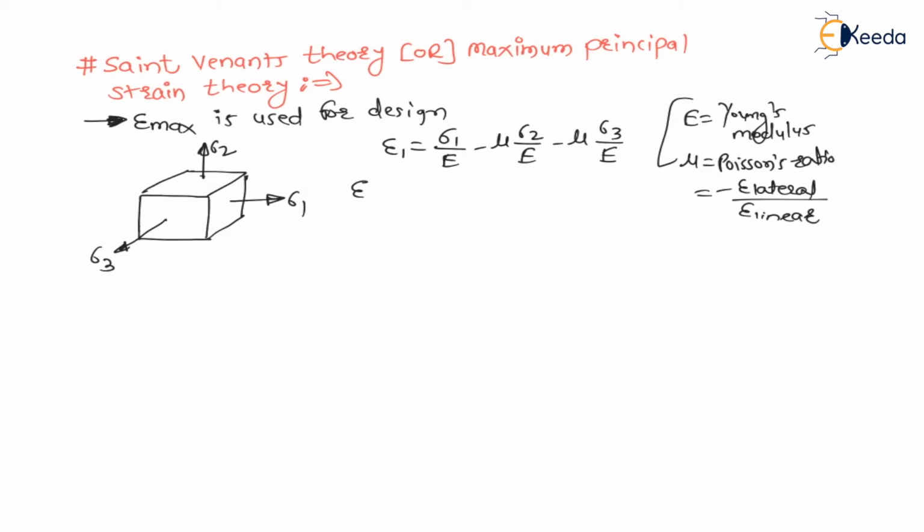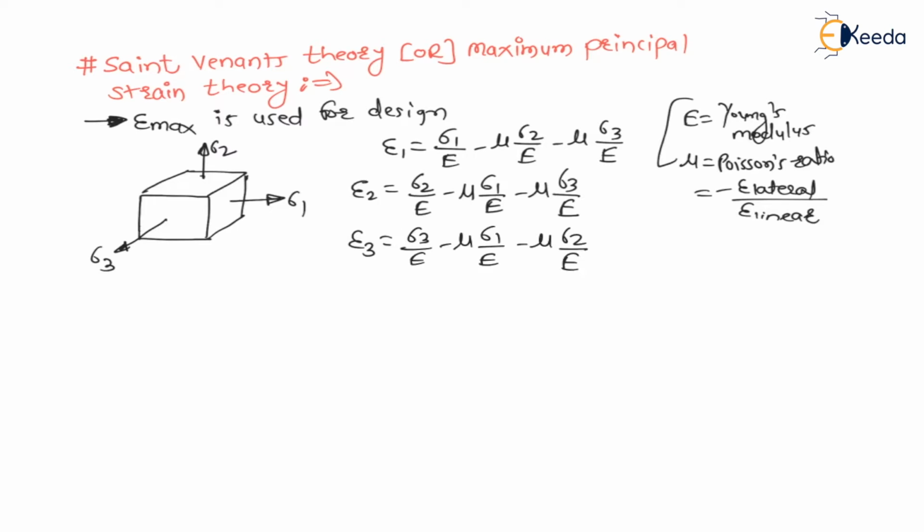Again E2, another principal strain, is equal to sigma 2 by E minus mu sigma 1 by E minus mu sigma 3 by E. Again E3, another principal strain, is sigma 3 by E minus mu sigma 1 by E minus mu sigma 2 by E. This is how we have to write principal strains. E1, E2, E3 are principal strains if sigma 1, sigma 2, sigma 3 are principal stresses.